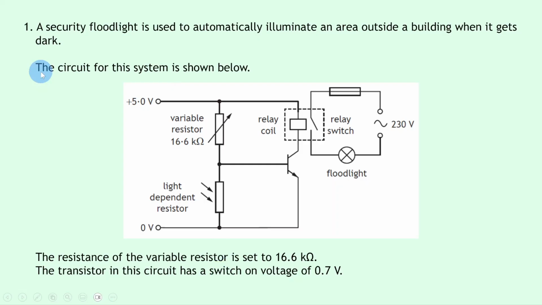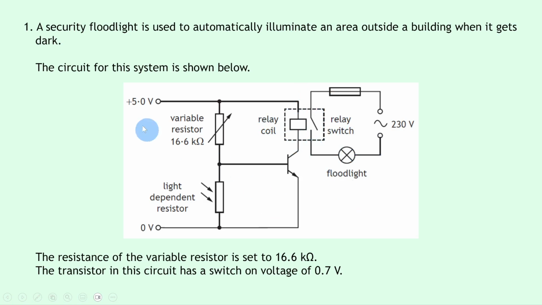So let's get started. In our one and only example, it says a security floodlight is used to automatically illuminate an area outside a building when it gets dark. The circuit for this system is shown below. So here we've got a control circuit linked to a relay switch circuit. And you might remember the parts of the control circuit. We've got the input on the left where the potential divider circuit is. We've got the processing part in the middle where the transistor is. And then the output is this part up here with the relay switch.